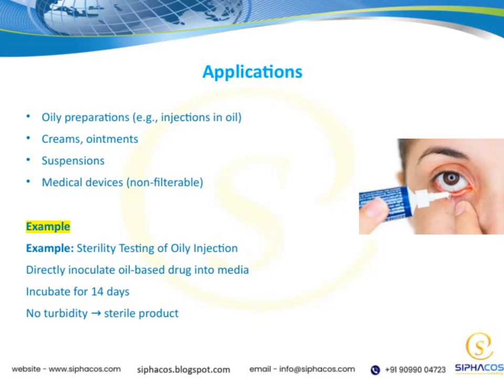Now, let's take a look at some of the key applications where these testing methods are essential. First, we have oily preparations, such as injections that are formulated in oil. These require specific attention because the oil base can affect how we perform sterility testing. Next, we have creams and ointments, which are topical formulations that need to be sterile to ensure safety and efficacy.